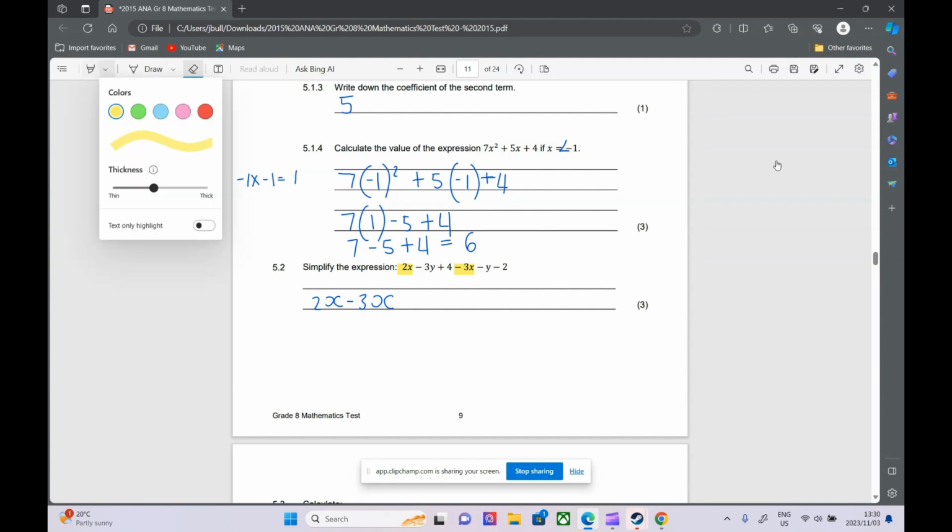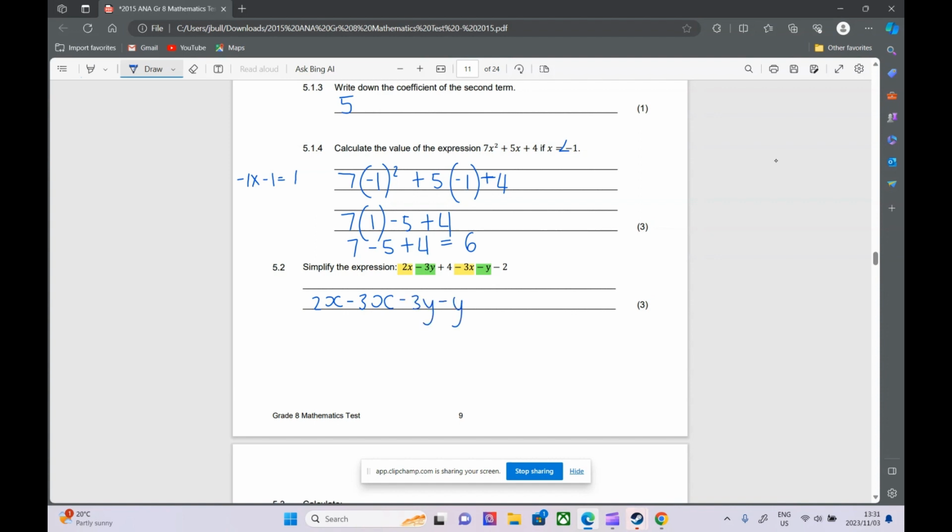Then let's have a look at our y's. So our y's, we've got minus 3y. Remember that sign in front is really important. And minus y. So we're going to write those next to each other. Minus 3y and minus y.